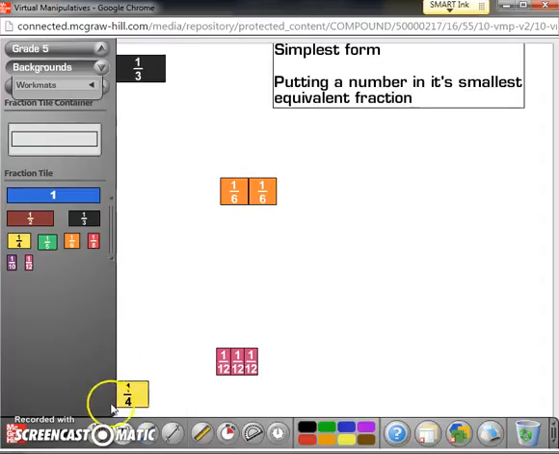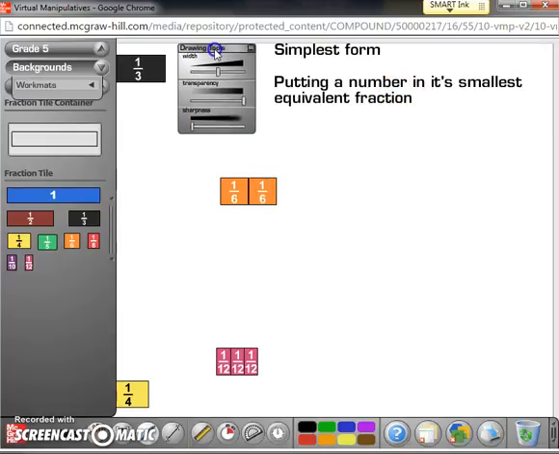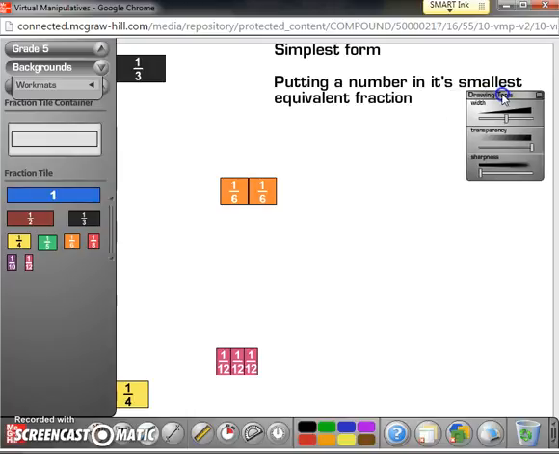Okay, today we're going to talk about simplest form. Simplest form is putting a number in its smallest equivalent fraction. And remember, equivalent fractions are fractions that are the same amount with different numerators and denominators.